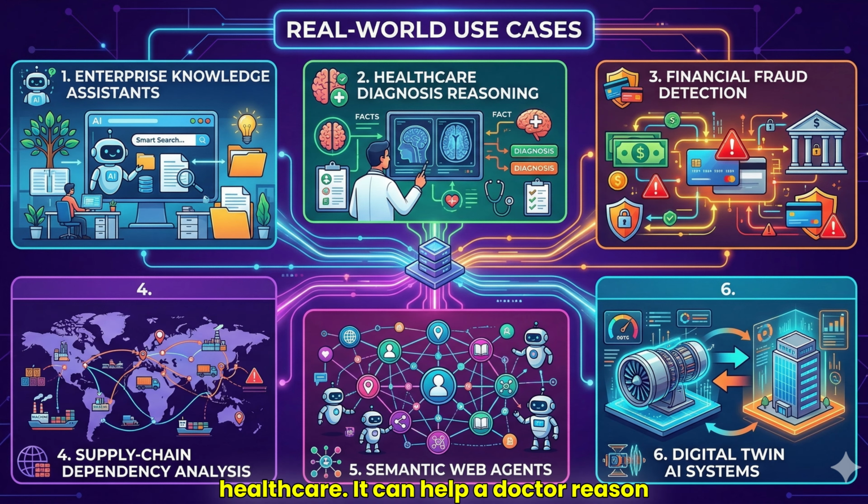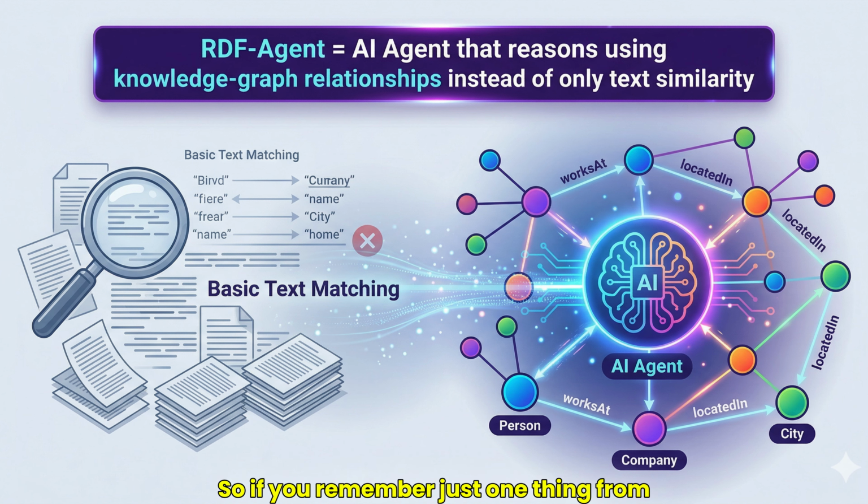Or think about healthcare. It can help a doctor reason through a complex diagnosis by connecting a patient's symptoms to their family history, genetic markers, and the latest medical research, all as connected facts, not just random keywords in a document. So if you remember just one thing from all of this, let it be this. An RDF agent isn't just another chatbot. It's an AI agent that reasons using the power of knowledge graph relationships, and that lets it move far, far beyond simple text similarity.